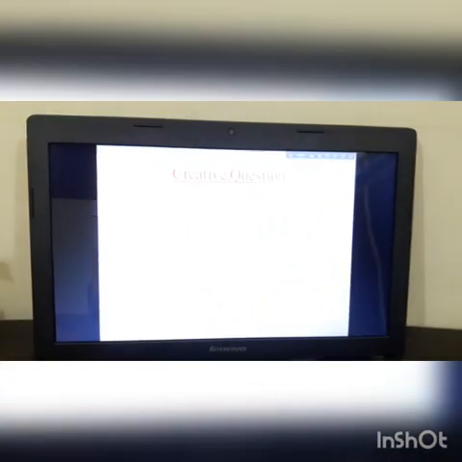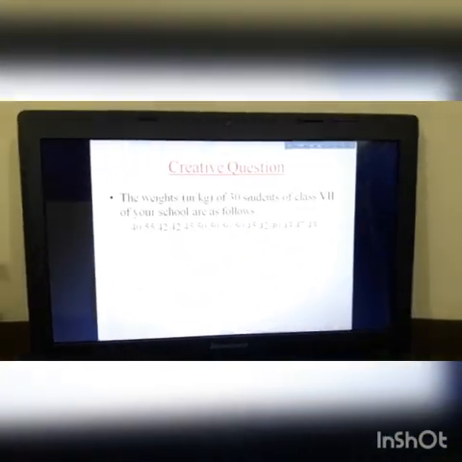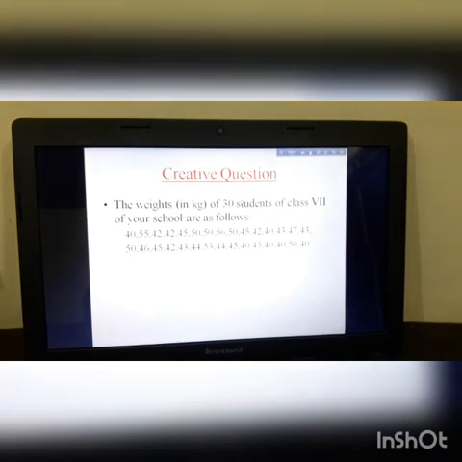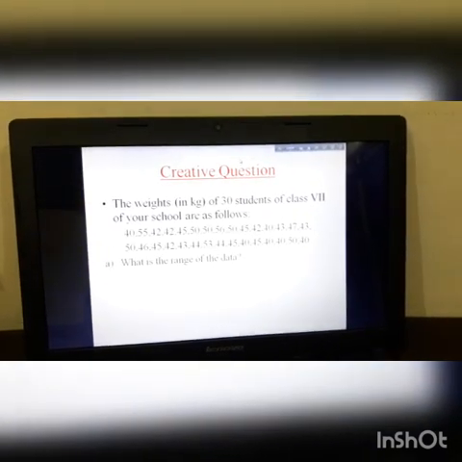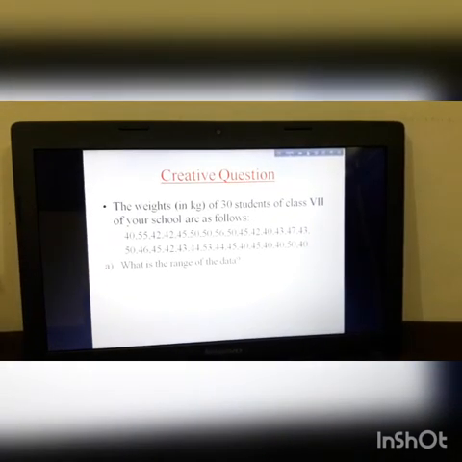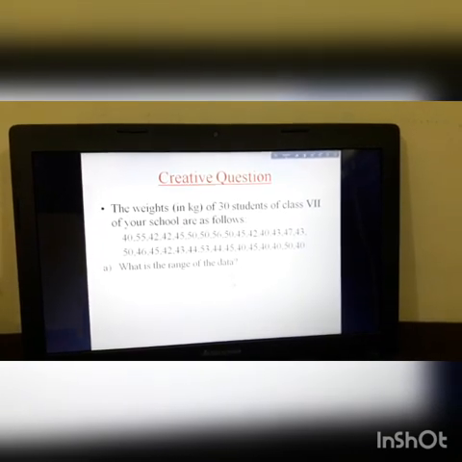Now for you, there is a creative question, which is: the weights in kg of 30 students of class 7 of a school are as follows.